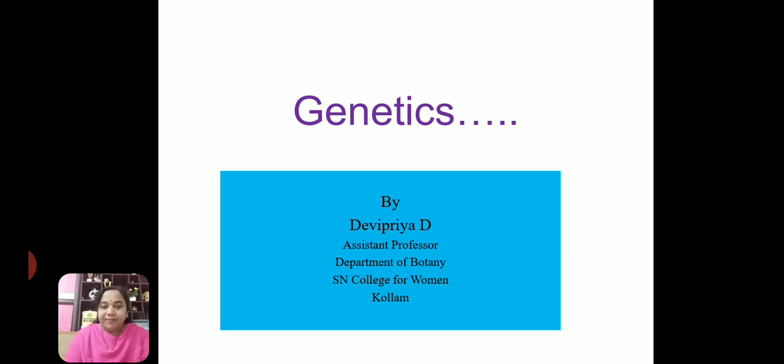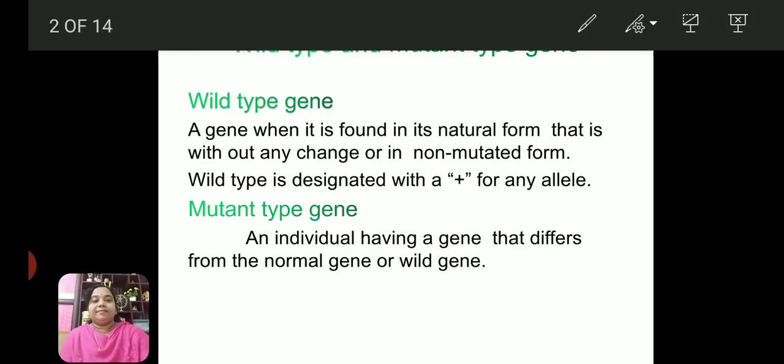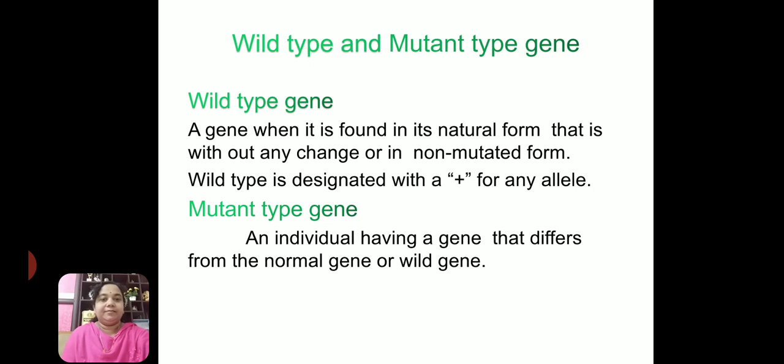Today, we are dealing with the balance of the introductory part of genetics. The two terms you have to study first are wild type and mutant type genes.